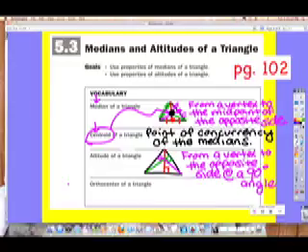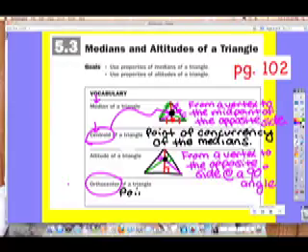Okay, orthocenter. Anybody want to guess what orthocenter is? Totally. It's where the altitudes meet. Orthocenter, I don't have any tricks for you on that one. Altitudes go with orthocenters. Orthocenter is the point of concurrency right here of the altitudes.